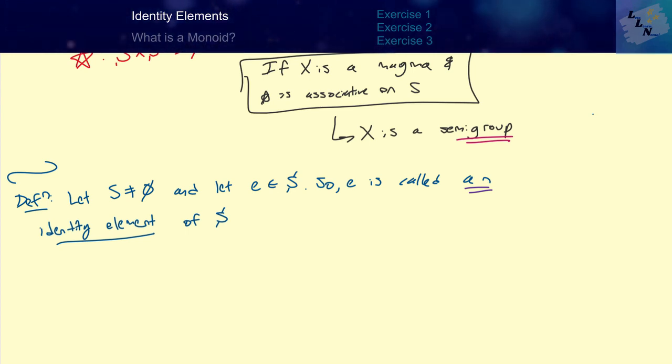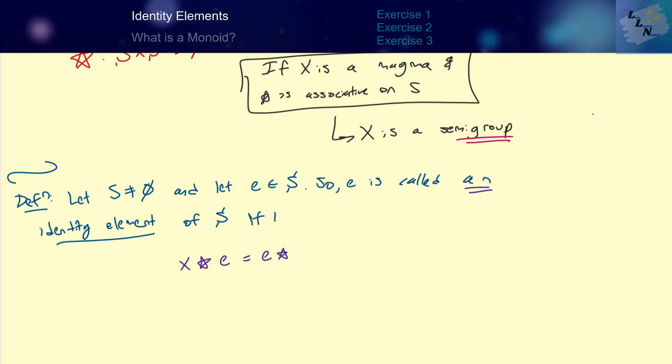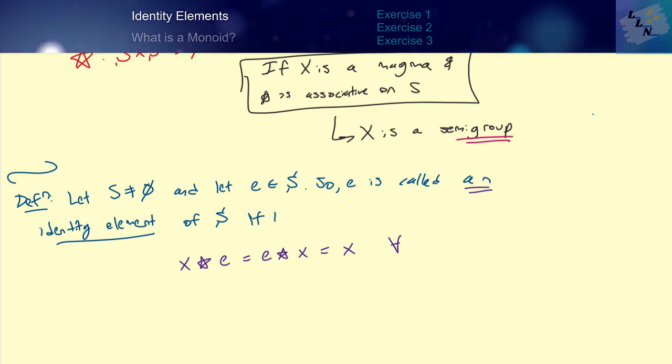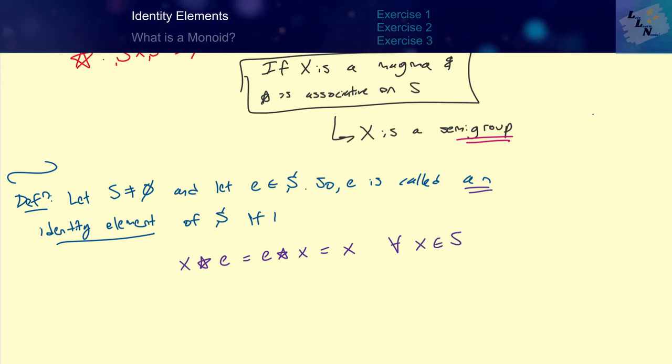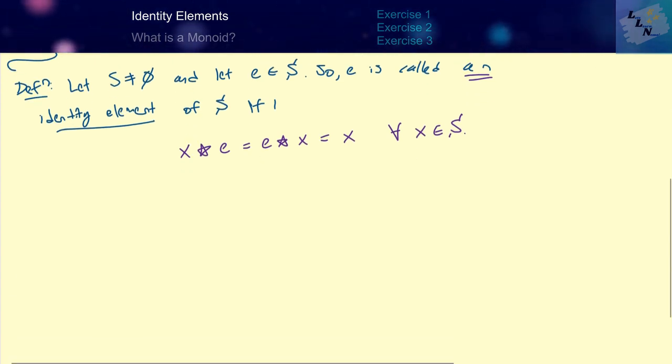So E is an identity element of S if the following conditions hold. So if X star E is equal to E star X, and that's going to be equal to X, and this has to be true for every X in this set S. All right, so that's the definition of an identity element.